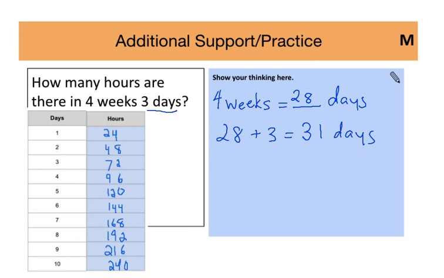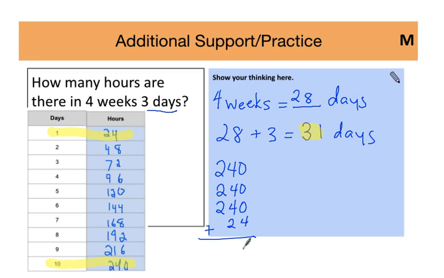So I'm going to go to that biggest number that I know, which is the 10. So that's 10. I need to get to 31. So I'm going to do 240, that's for 10 days. Another 240, that's 20 days now. 240 again, that's 30 days, and I need 1 more day. So I'm going to go ahead and do 1 more day, which is 24 hours. Now I'm going to go ahead and add this all up.